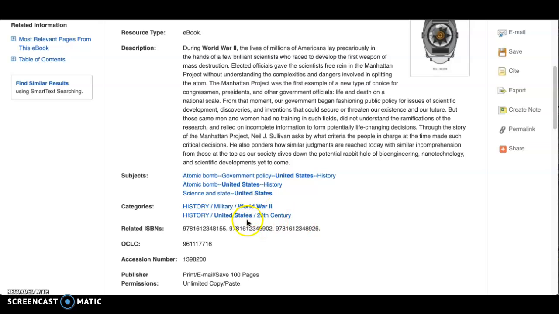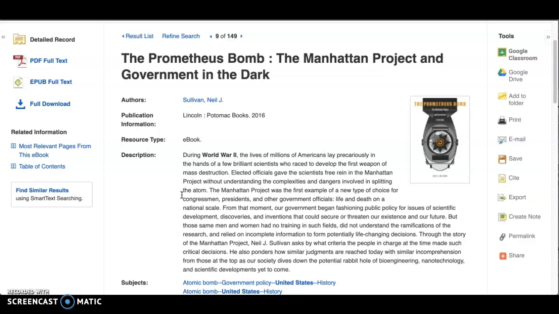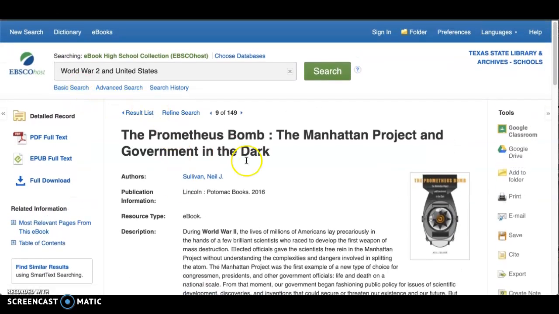World War II, United States. So here's categories. Here are subjects. And then this gives us a description of the book. So if you're interested in learning about the Manhattan Project and the bomb, that could be something. Let's go back.